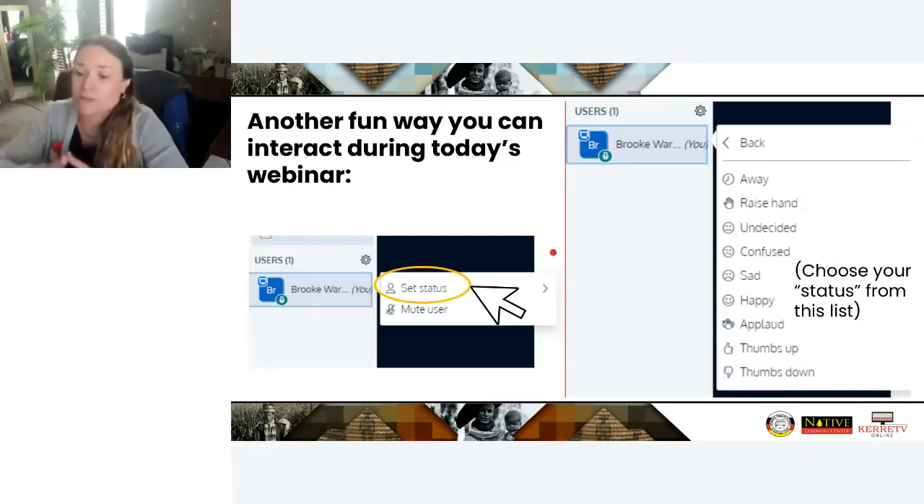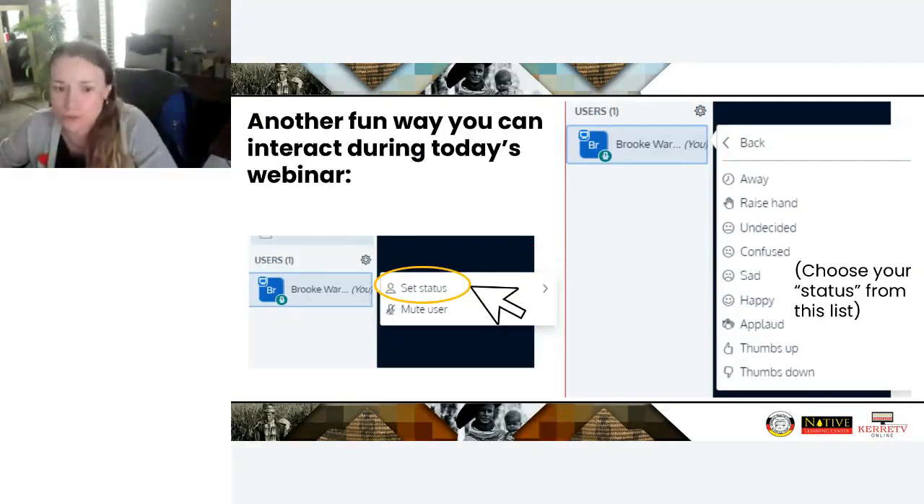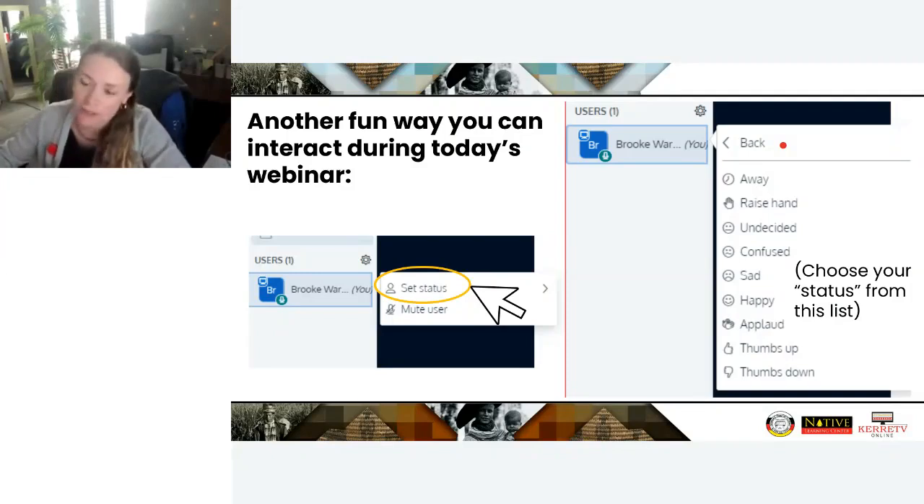We also have a fun way to interact that's new on this program. It lets you do little status updates. If you want to use that feature, go over to the users list, click on your name and set status, and it'll come up with a list. You could signal that you've walked away, or raise your hand from there as well. Show that you're undecided, confused, sad, happy, show applause, give a thumbs up, or give a thumbs down. You can change them up throughout the webinar, and you can also clear it out if you don't want it to say anything. I'll show you real quick on mine. It gives you a cute little emoticon next to your name.